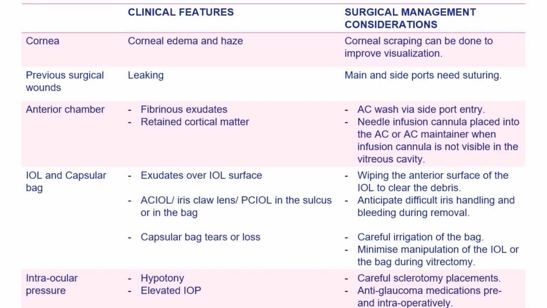We will also have to check for IOL and capsular bag status. In post-operative endophthalmitis, it's very common to have exudates over the IOL surface, and washing of the IOL surface is important. Also, the type of IOL is important, whether it's an AC IOL, iris claw lens, or PC IOL in the sulcus or the bag. In case we are planning for IOL removal, we would like to anticipate difficult iris handling and bleeding. Also, since it could be an eventful cataract surgery, there could be capsular bag loss or tear, which we'll have to take care of. IOP can either be a hypotonous eye or elevated IOP, which has to be managed.